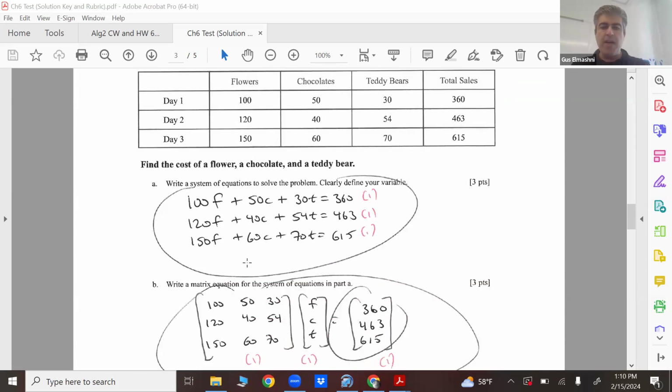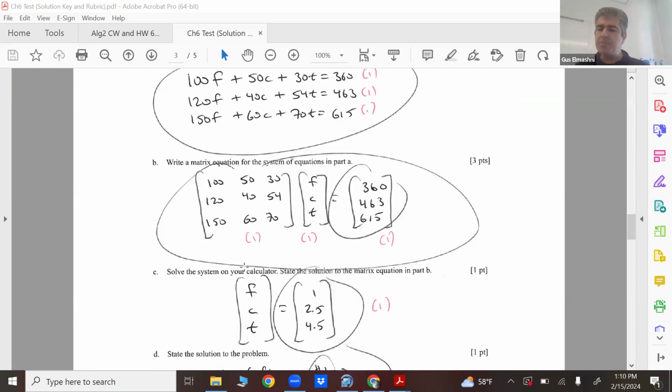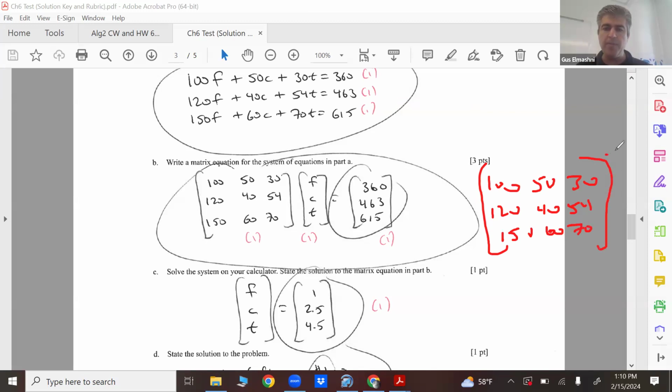For number 3, well, for the most part, this is fine. I mean, the equations were good for part A. Now, for part B, this is where some of you guys messed up. Some of you guys wrote this, let me do this on Zoom. Some of you guys had this. So you need to do 100, 50, 30, 120, 40, 54, 150, 60, 70. Then you proceed to raise it to negative 1 power and multiply it to the other matrix.